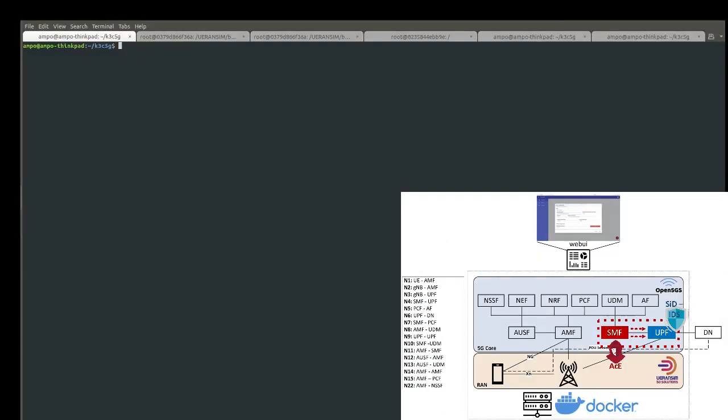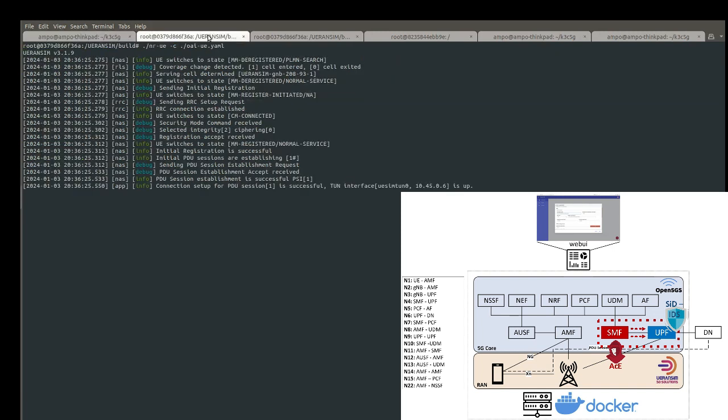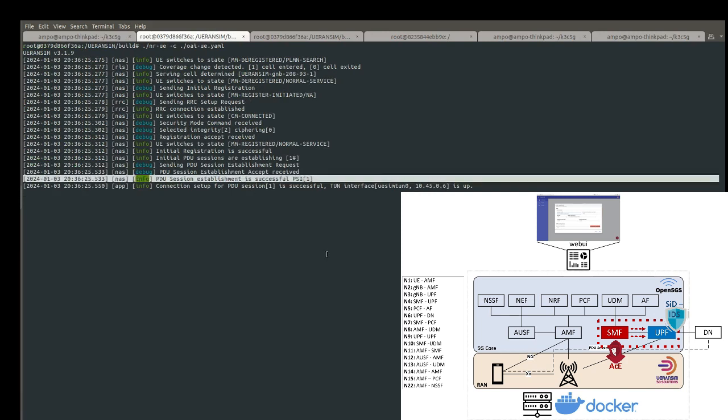Starting with the execution of the attacks, first, we can see the Docker containers with their names that indicate the network functions within the 5G core. This is the configuration state of the container implementing the user equipment. The PDU session is correctly established, and the data network interface is up and running with an IP address of 10.4.5.0.6.